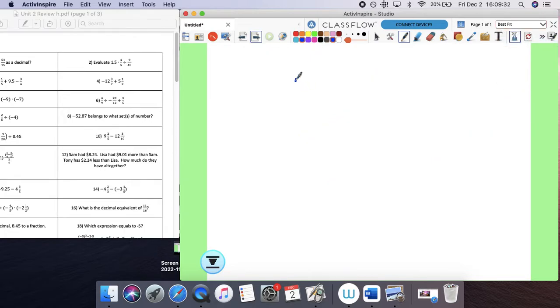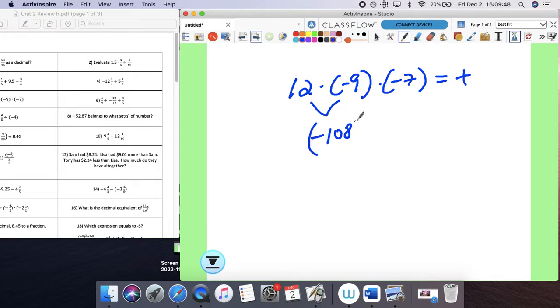5. 12 times negative 9 times negative 7. I guess the objective here is whether you know that this is going to be a positive answer. 12 times negative 9 is negative 108. And then a negative times a negative is going to give us a positive answer. And 108 times 7 is, I have no idea, 756? Really? I have a calculator. Times 7. And that's right, 756.